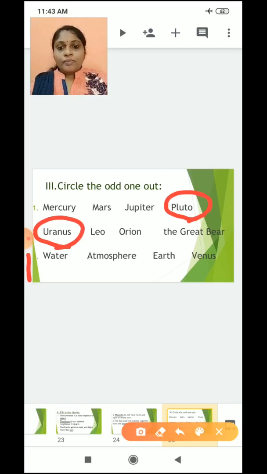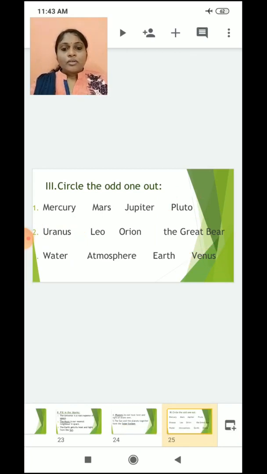Now the third one, water, atmosphere, Earth, Venus. So water, atmosphere and Earth, these three are related and Venus is separate, correct? This is a separate planet. So we'll circle Venus because on the Earth, atmosphere is there, water is there. So Venus is separate. Okay, that is odd. Okay, finished children.